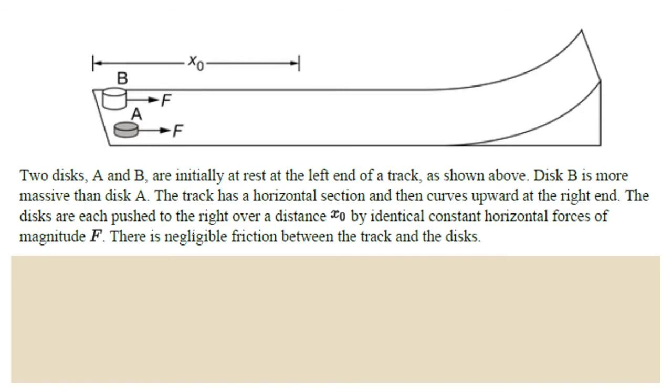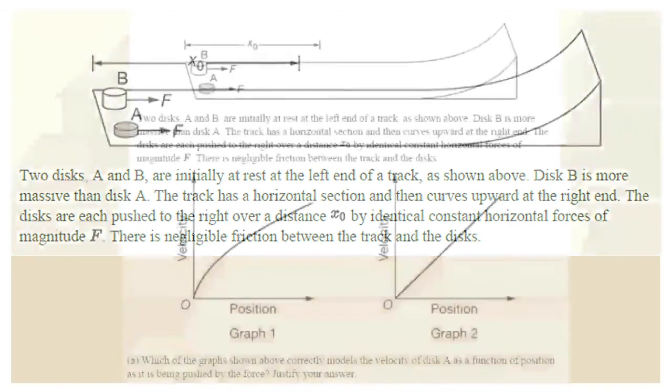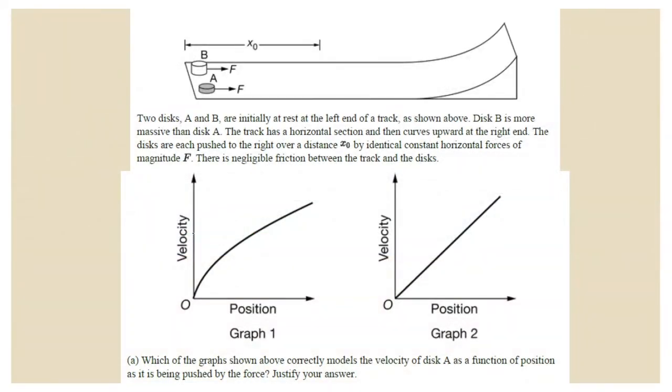So looking here at the question, it says two discs A and B are initially at rest on the left end of a track as shown above. Disc B is more massive than disc A, which they kind of show you because they make it a lot bigger. The track has a horizontal section and then curves upward at the right end. The discs are each pushed to the right over a distance x naught by identical constant horizontal forces of magnitude F. There's negligible friction between the track and the discs. Part A of this question says, which of the graphs shown above correctly models the velocity of disk A as a function of the position as it's being pushed by the force?